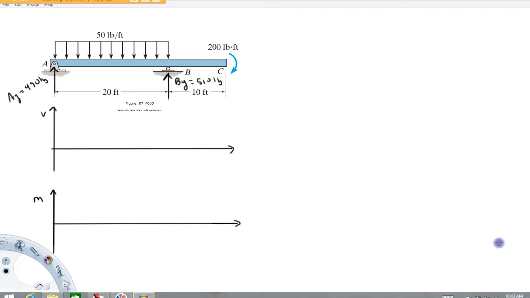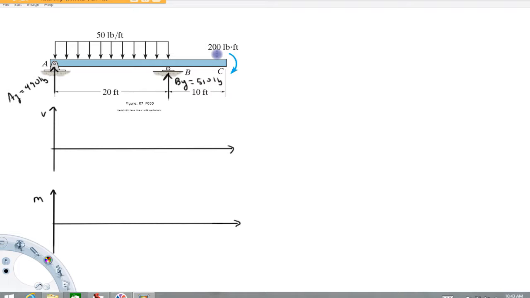The purpose of the video is to give an example of drawing what are called shear moment diagrams for a beam under various load distributions. So what we're looking at here is this beam that we can see in this picture. It's got this 50 pound per foot distributed load over this first 20 feet, and then in addition to that, it's got a 200 foot-pound couple moment applied clockwise at the end.